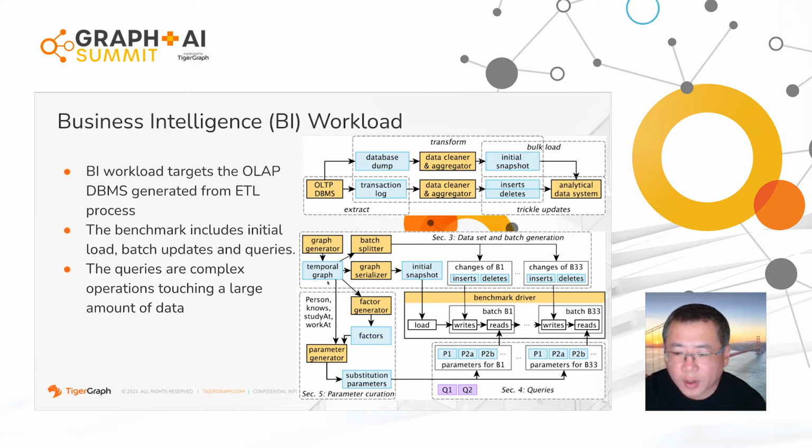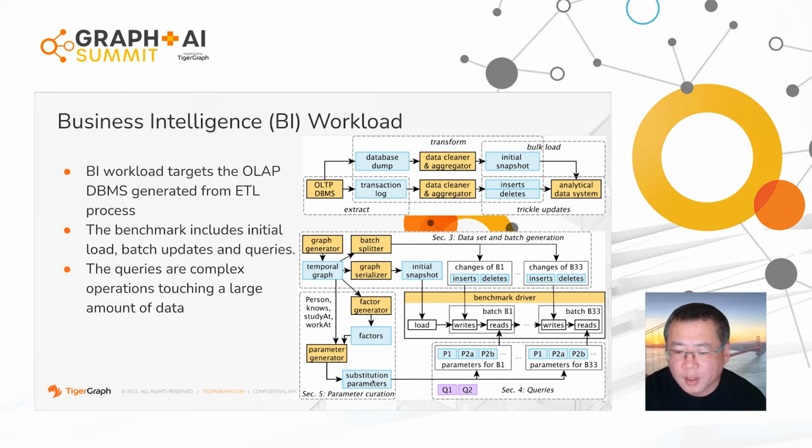Let's take a look at how the query parameters are generated. After the temporal graph is generated, it feeds into a module called the parameter generator. The goal of this parameter generator is to generate different parameters corresponding to the graph state so that you can invoke the BI queries with these parameters, and it guarantees your query will return non-empty results. It generates a set of substitution parameters corresponding to each batch, after each macro batch update.